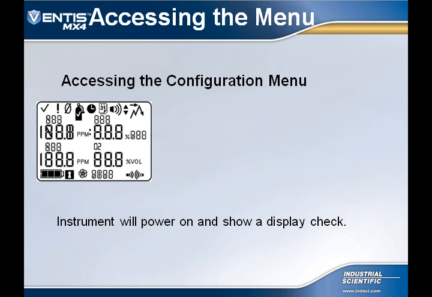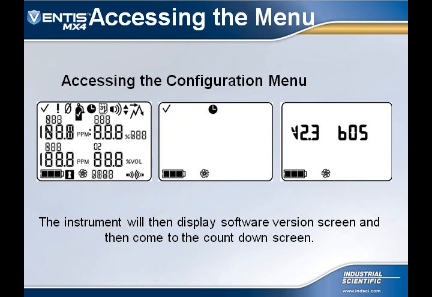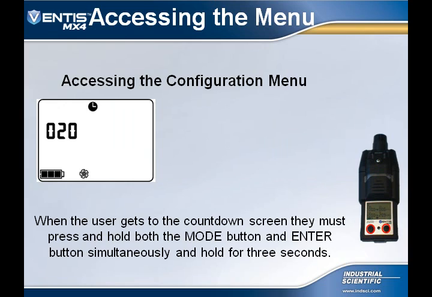The instrument will go through a warm-up screen. The first screen is the display check screen. Next, the instrument will initialize, and the pump will start if a pump is attached and detected. The next is the instrument software screen, and then a countdown screen. This is the countdown screen. The instrument will begin a countdown from 20. If the user waits for completion of the countdown, the real-time operation screen will be displayed.